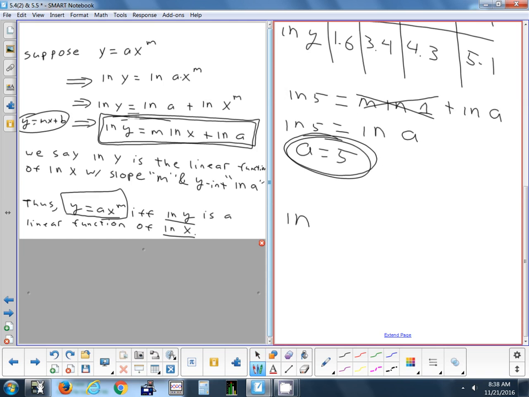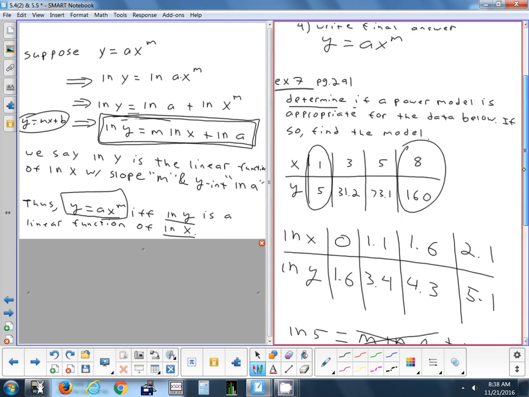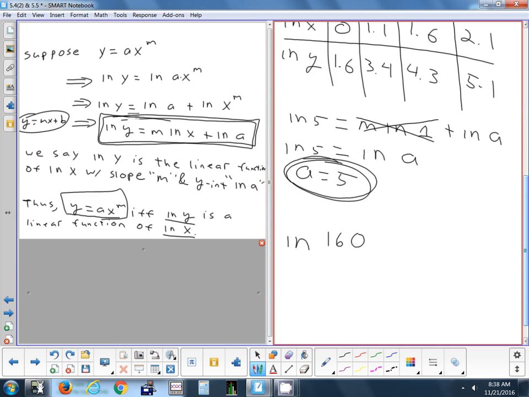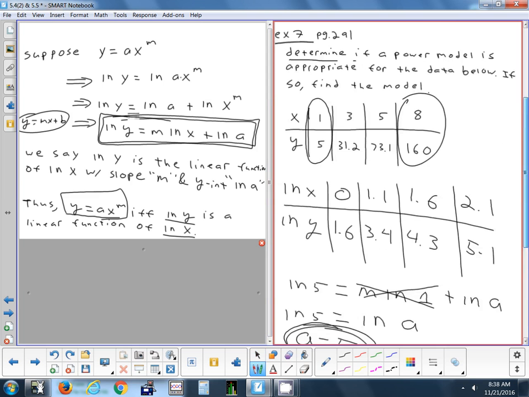All right, so we've got ln of 160. Okay, it's almost like solving for slope in y equals mx plus b. You're plugging in a coordinate, you're plugging in the intercept, and you're finding the slope. It's basically what we're doing. The only difference is you've got ln's all over the place. Okay, that's the only difference.